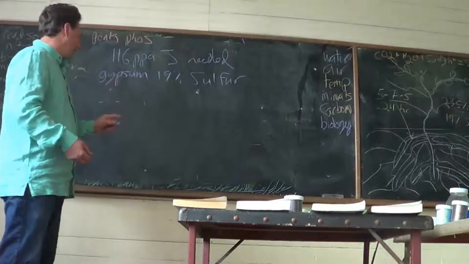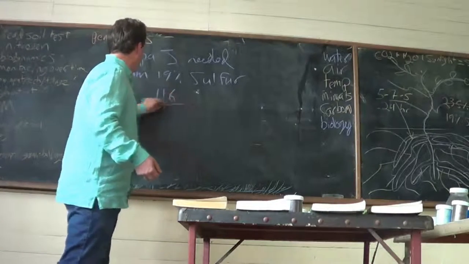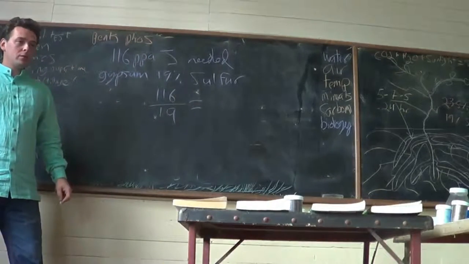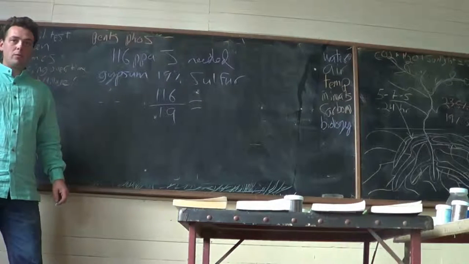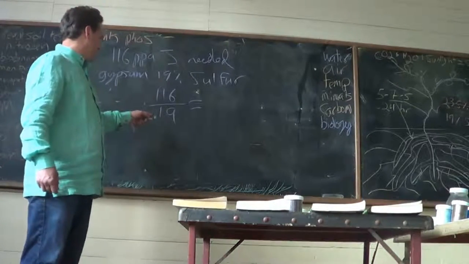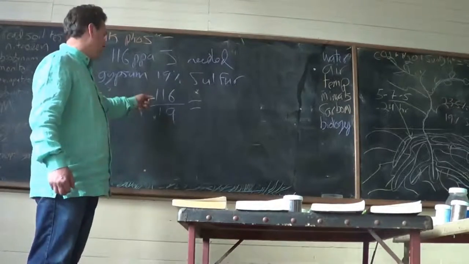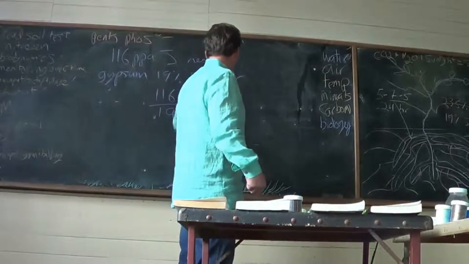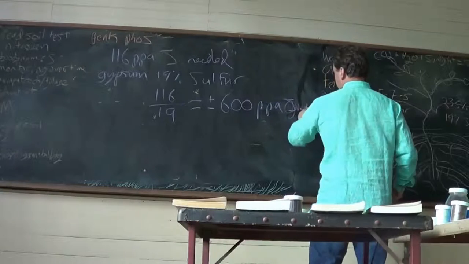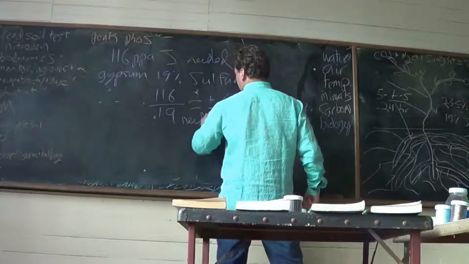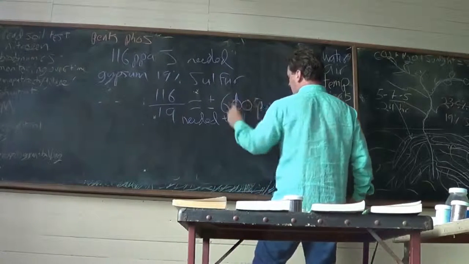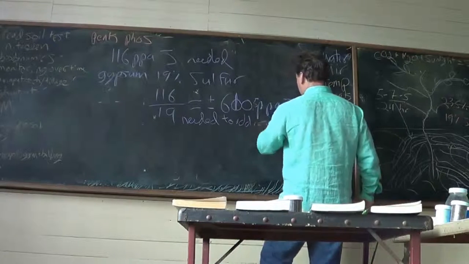Therefore, we do 116 divided by 0.19 equals. Anybody got a calculator? I can do this in my head, but it's only going to be a round number. It'd be similar to multiplying by 5, which is going to give you about 600. So we're going to say plus or minus 600 pounds per acre gypsum needed. That's 610.5, to address sulfur deficiency.